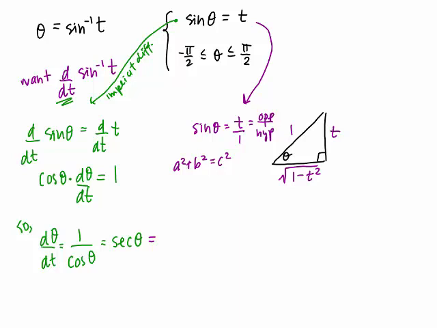Cosine was adjacent over hypotenuse, so secant is the hypotenuse over the adjacent. So from this triangle, the hypotenuse is 1, and the adjacent side is the square root of 1 minus t squared. So finally, I've accomplished my objective. The derivative of theta, if theta is the inverse sine, is 1 over the square root of 1 minus t squared.